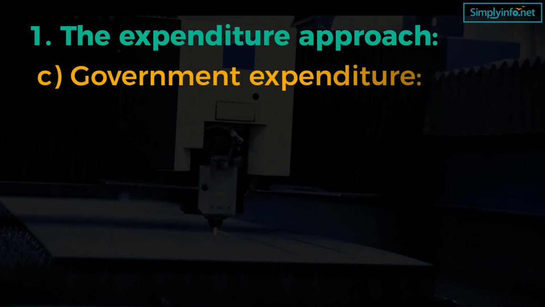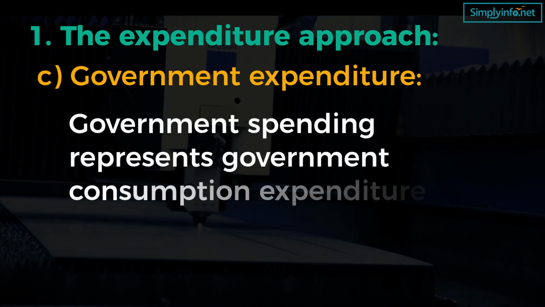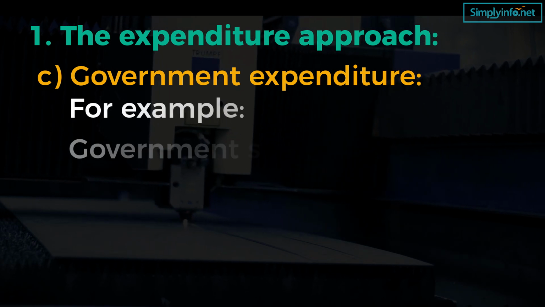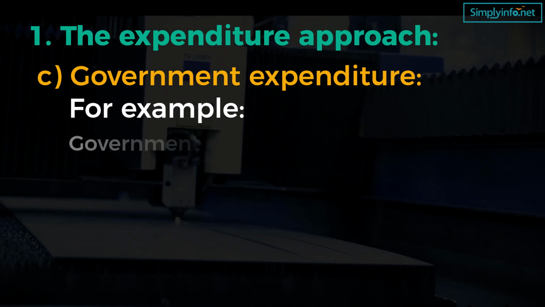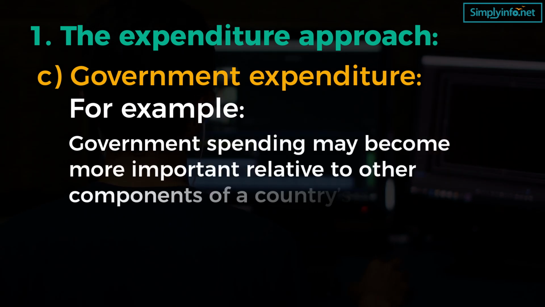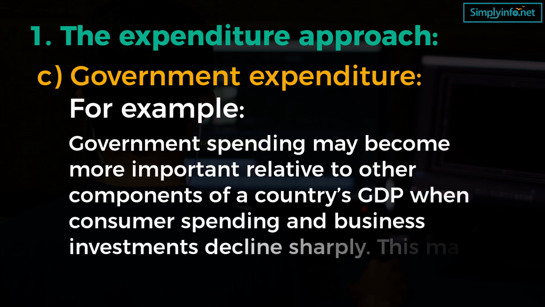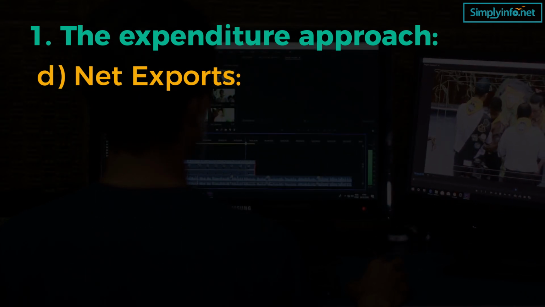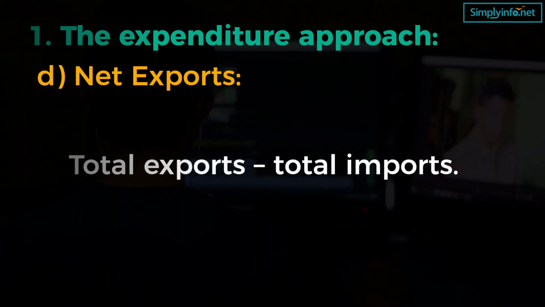C. Government expenditure. Government spending represents government consumption expenditure and gross investment. For example, government spends on equipment, infrastructure, and payroll. Government spending may become more important relative to other components of a country's GDP when consumer spending and business investments decline sharply. This may happen in the wake of a recession. D. Net exports, which is total exports minus total imports.